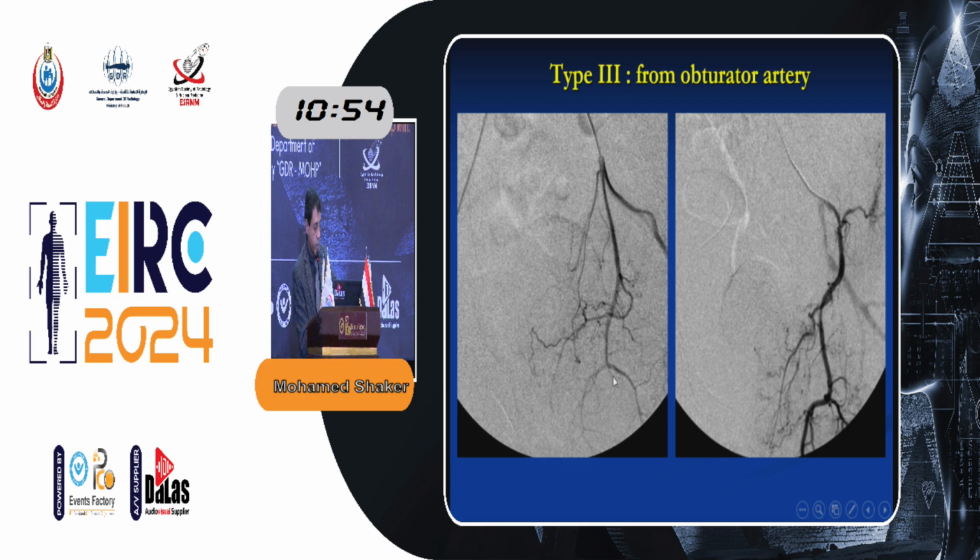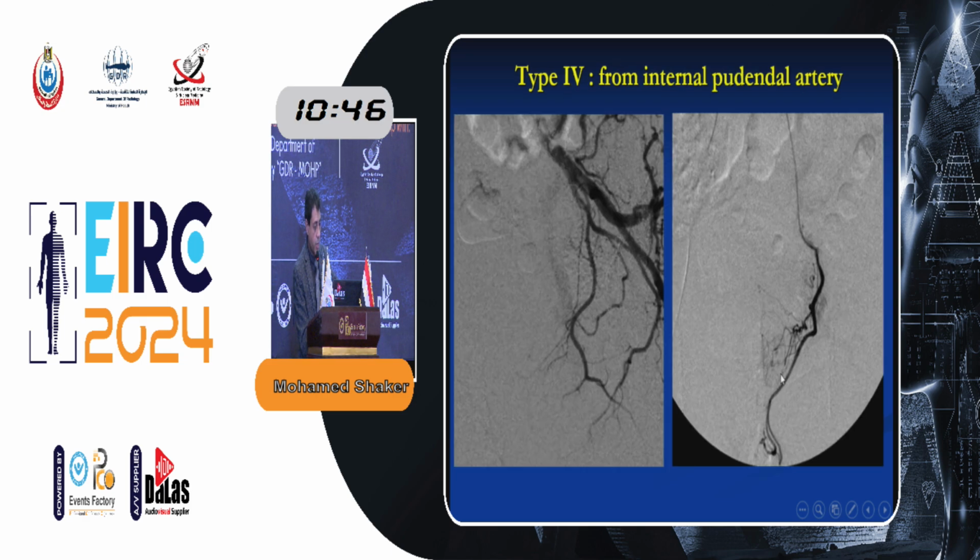This is the obturator with characteristic termination, and this is the prostatic artery. Again here, the obturator artery, and this is the prostatic artery. Type 4 from the internal pudendal artery. This is the internal pudendal artery, and this is the prostatic artery. And again, here the internal pudendal artery, and this is the prostatic artery.